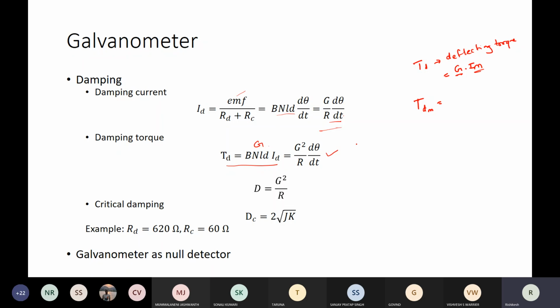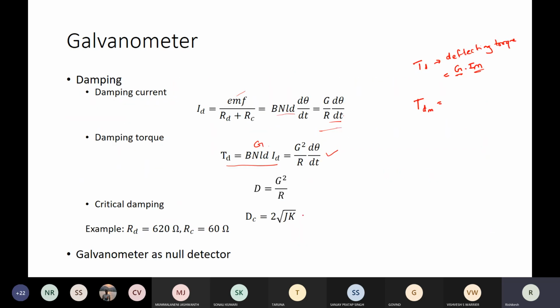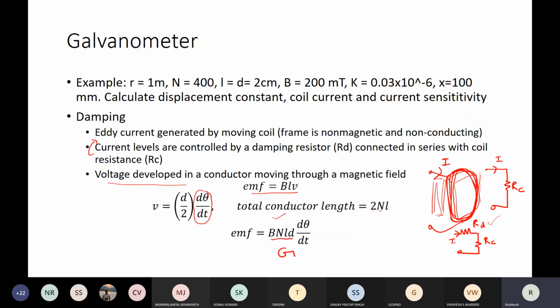So this is the expression we get. Okay. So if you go back to your original equation of moving system, you see this expression is associated with damping. So this is the damping part. So this is a damping constant, right? So this damping constant turns out to be, what is the coefficient of this expression, d theta by dt? G square by R. So G square by R is the damping constant for any PMMC type instrument. Okay.